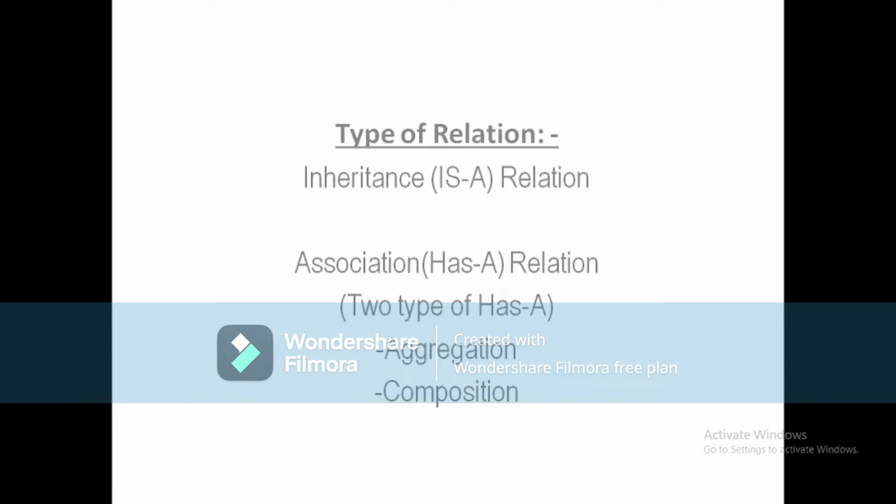So basically, there are two types of relationships in Java. One is the inheritance relationship, which we can call an is-a relationship. And there is the association relation, which we can call a has-a relation. Again, association is divided into two parts: one is aggregation and another is composition. We'll see all these things in detail.